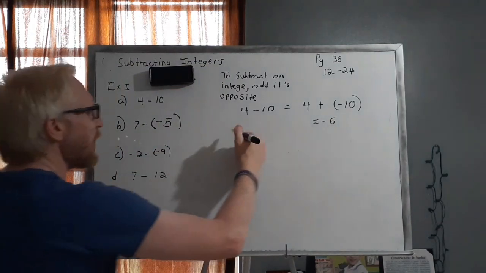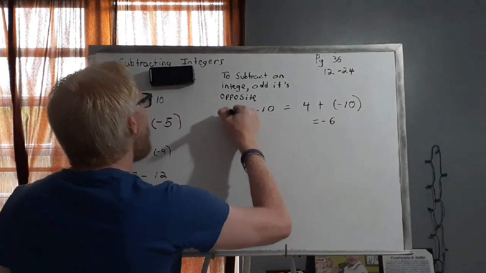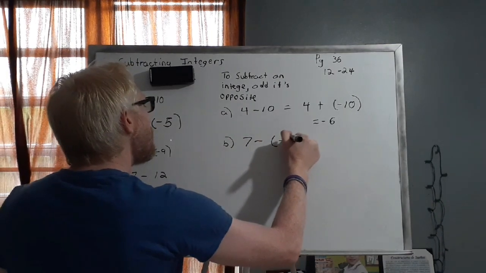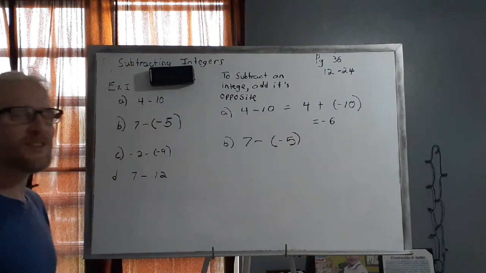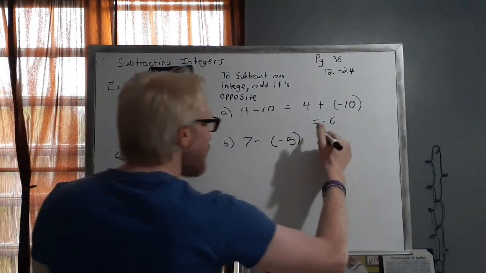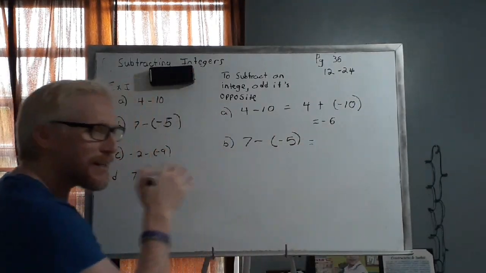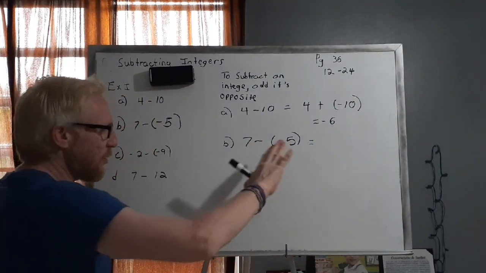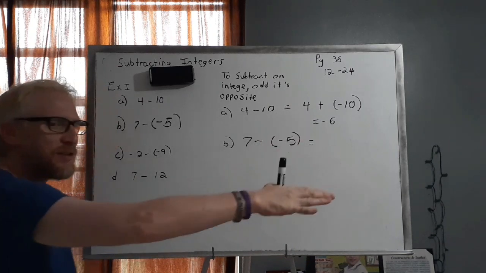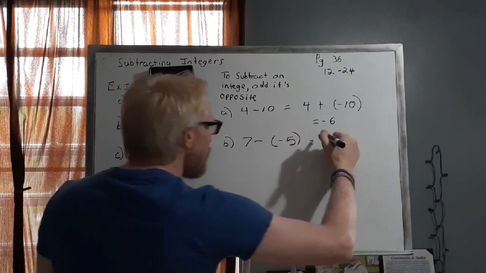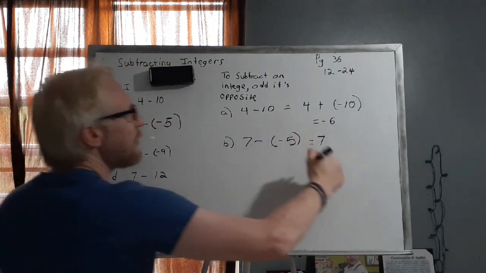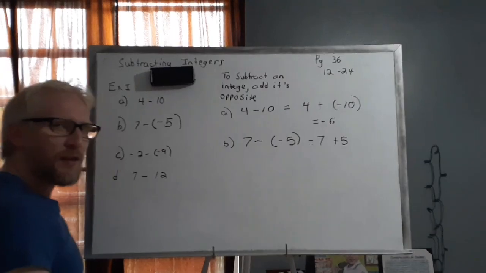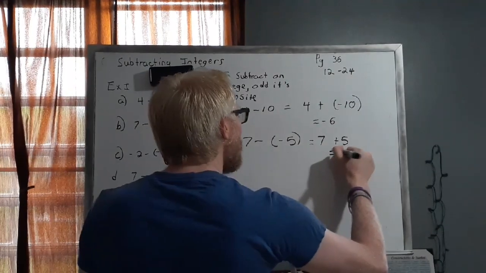Now, if we have something like 7 minus -5. According to the rule, we're going to add the opposite, which means the 7 doesn't change. When it says add the opposite, it's talking about everything that is happening to the 7. So the 7 doesn't change. The minus sign turns into a plus sign. The -5 turns into a positive 5, and my answer is positive 12.